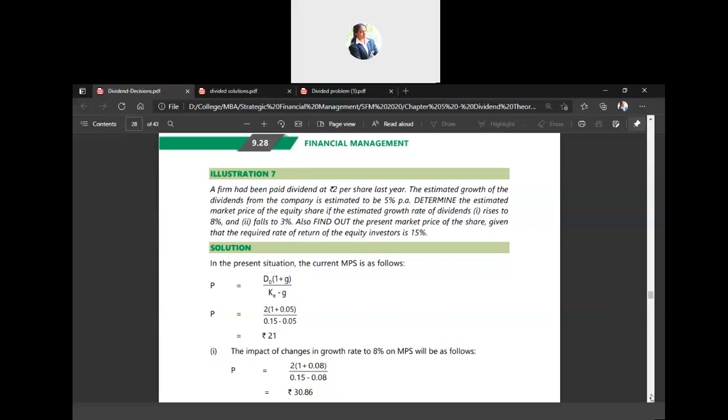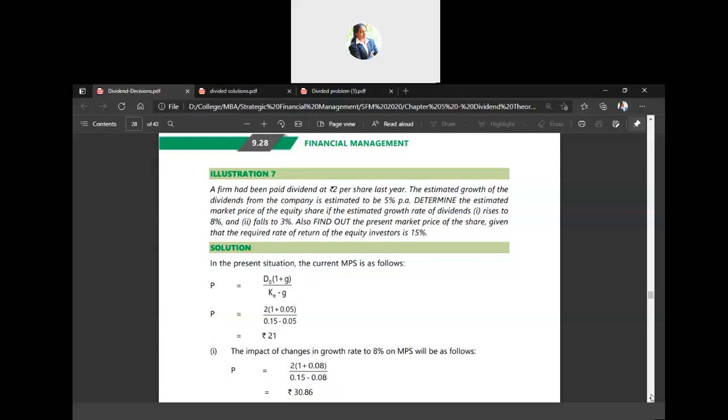So according to this, there are three situations. First one for the present market share, then when the rate of dividend has increased to 8%, and the next one is where it has fallen to 3%. And you are asked to find out the market price for all the three.